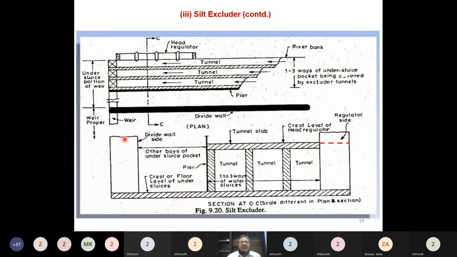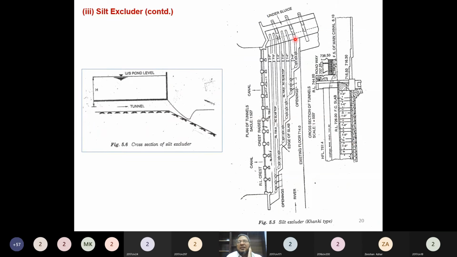So here you can see that now we are seeing this side. This is the divide wall, and this one is the head regulator of the main canal, which is here. And these are the tunnels. These are the walls of the tunnels, and these three tunnels are shown, and this is the slab of the tunnel. The top level of the slab is the same as the crest level in the head regulator of the main canal. This is one more plan and section of the head regulator of these silt excluders.